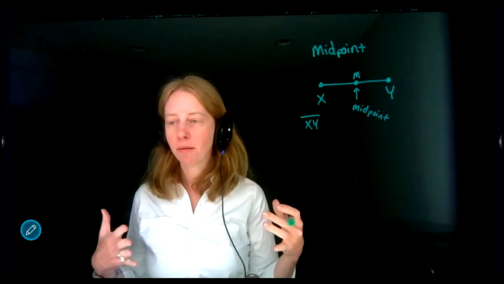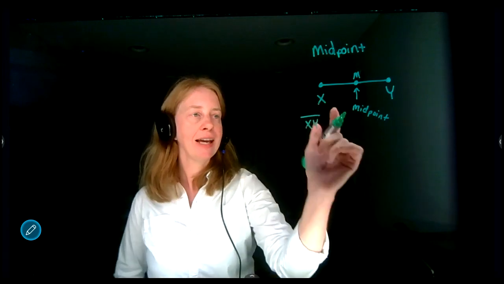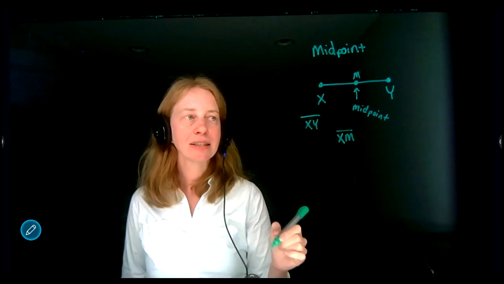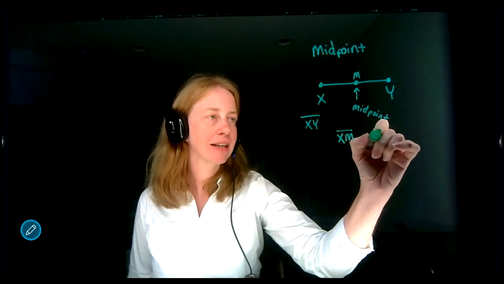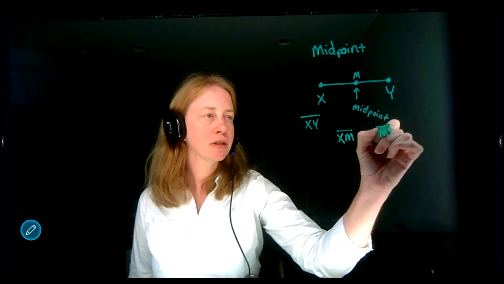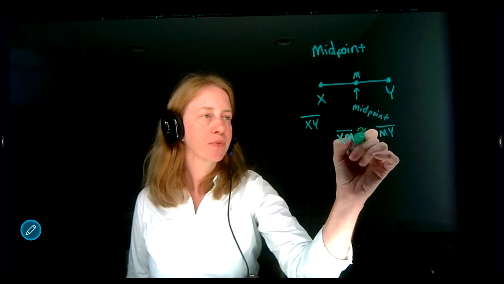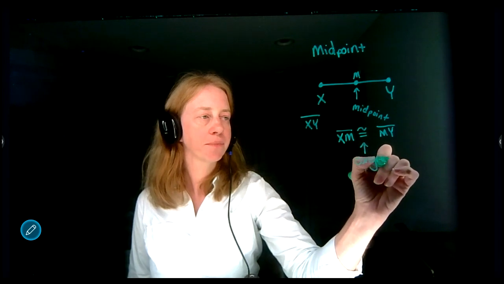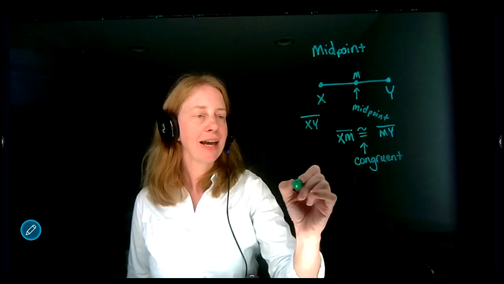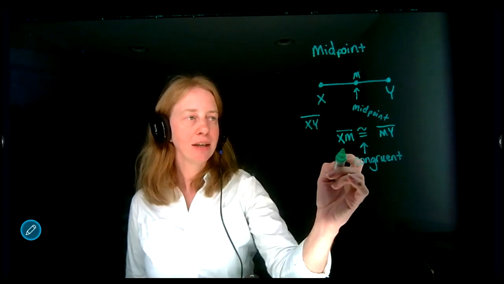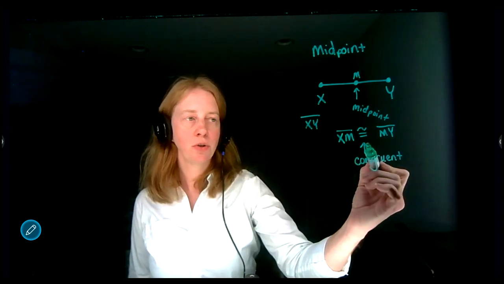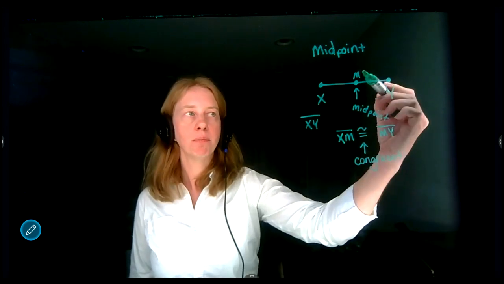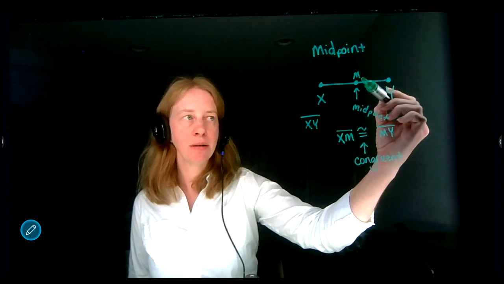And that midpoint is in the exact middle. And the way we talk about this in geometry is we would say segment XM is the same length as segment MY. We have a special symbol we use for that. We use this symbol and it's called congruent. So we say segment XM is congruent to segment MY because point M is the midpoint.